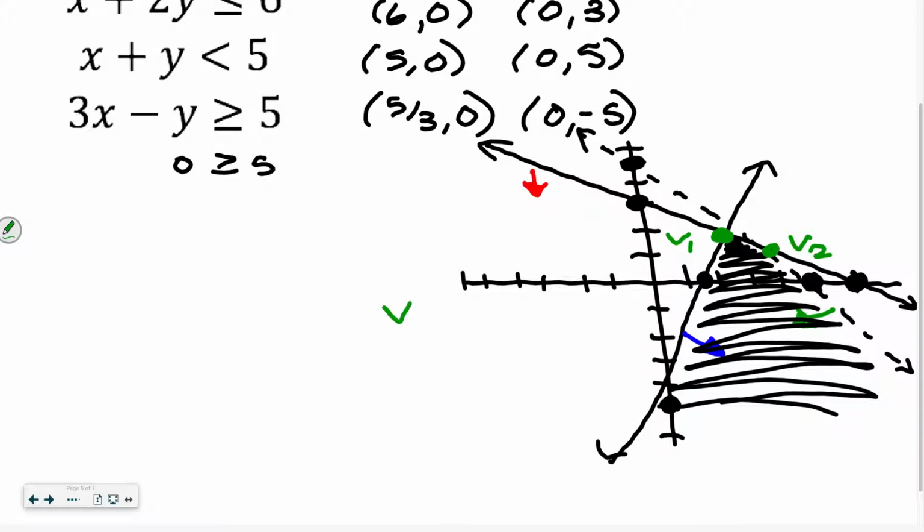Okay. So anybody want to take a guess based on their graph what they think V sub 1 or V sub 2 is?